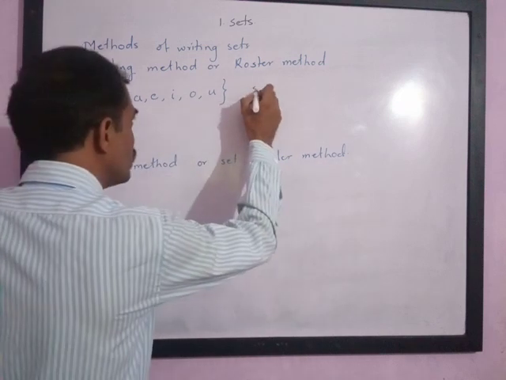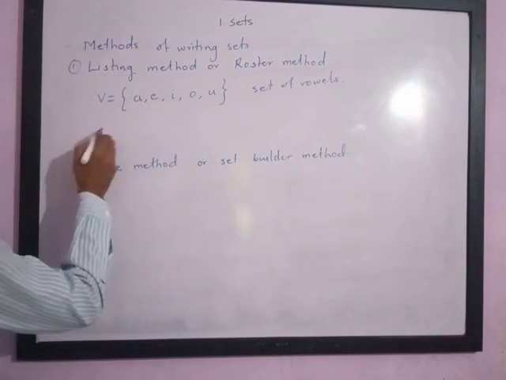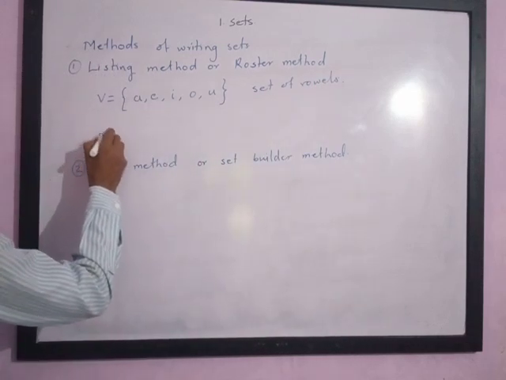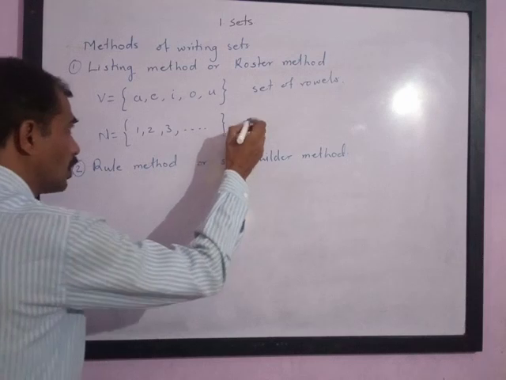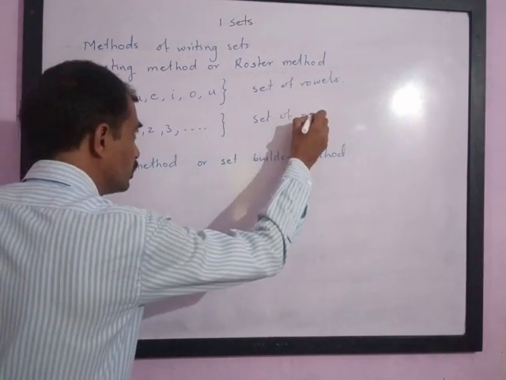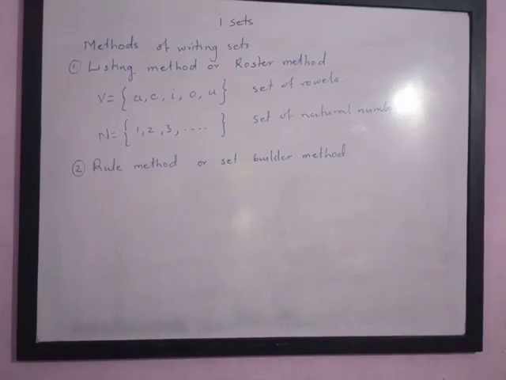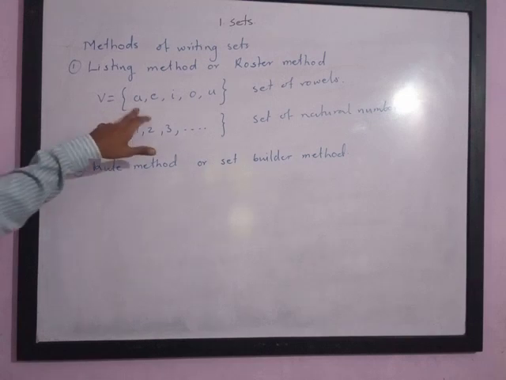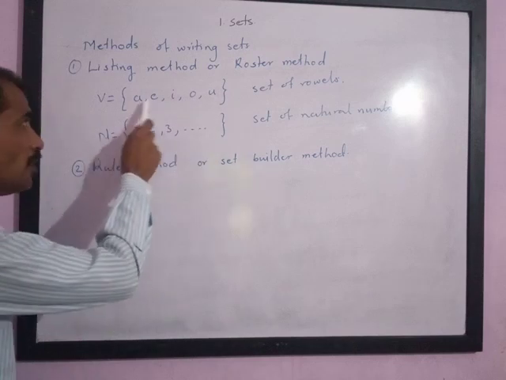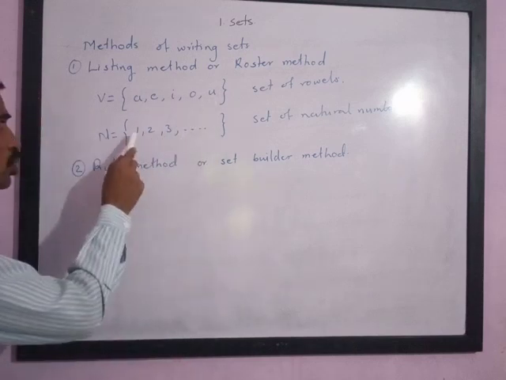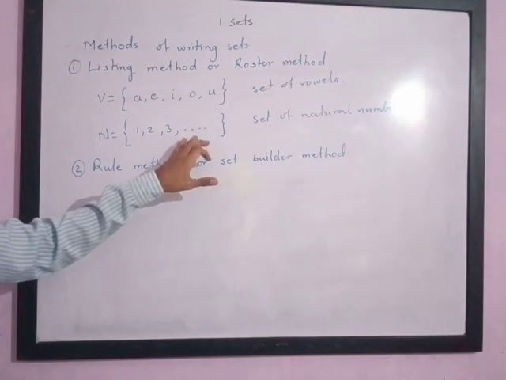You can take another example. This is the set of vowels. Next is the set of natural numbers. V is equal to the set of a, e, i, o, u, the set of vowels. Please note here all the elements are known, so this is a finite set. Now next is the set of natural numbers: 1, 2, 3, and so on. We have not written all the elements. It is a set of natural numbers, but this is an infinite set.